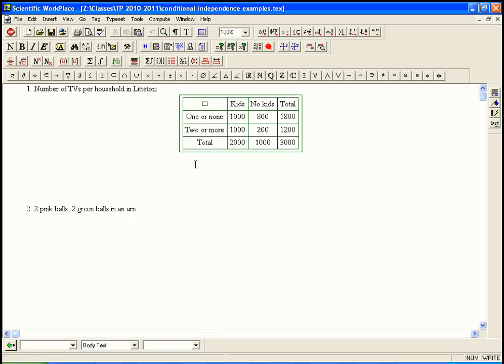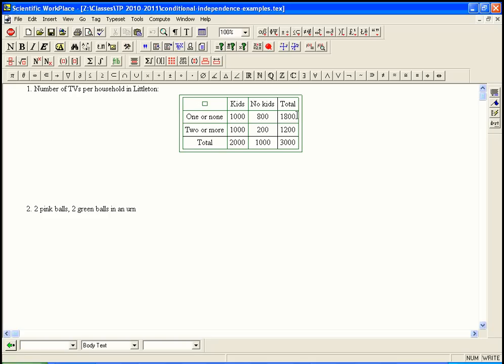A couple of examples of calculations with conditional probability and independence. So here's a tabular one. We sampled all the households in Littleton. There are 3,000 households total, and 2,000 of those households have kids. 1,000 do not. And we asked them, how many TVs do you have?